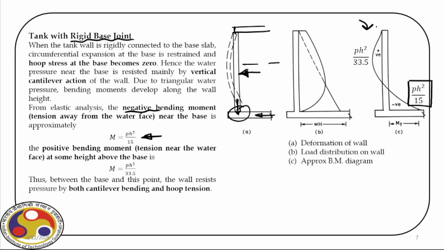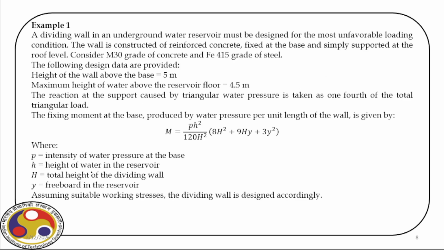And the positive bending moment, as we go up here, is pH square by 33.5, right? So we'll use these values of bending moment and we'll design the side walls made of concrete to withstand this bending moment, right? Okay, so let us see how we can design and detail this.